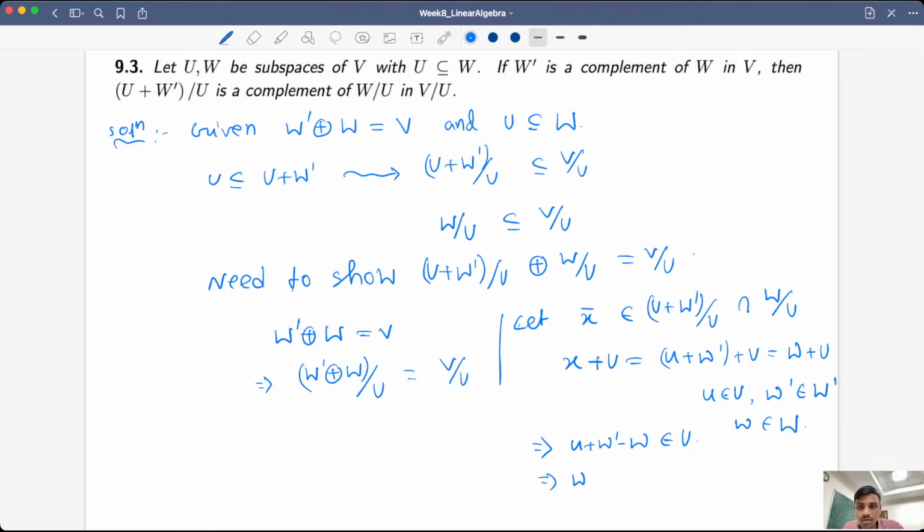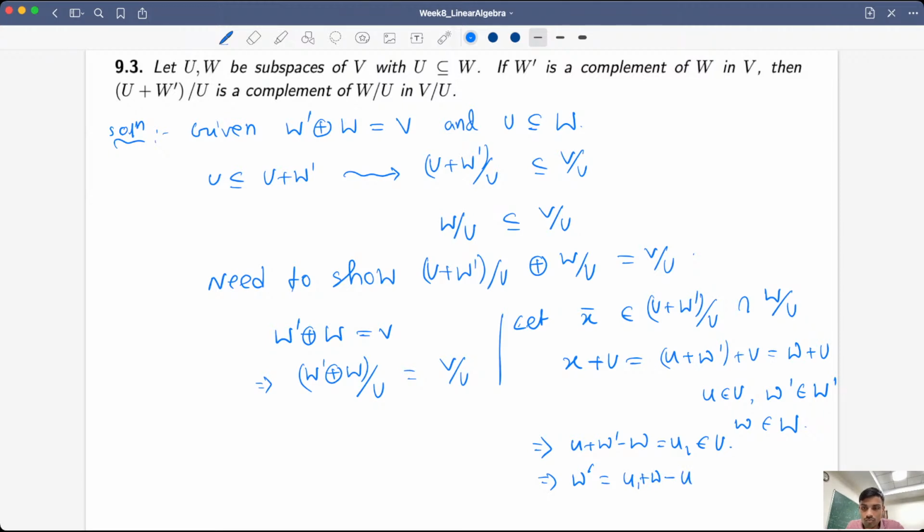and w prime is an element of this capital W prime, and W intersection W prime is 0, right? So I can write it in the form like, take this as some u1 belonging to U, so then w prime equals u1 plus w minus u.